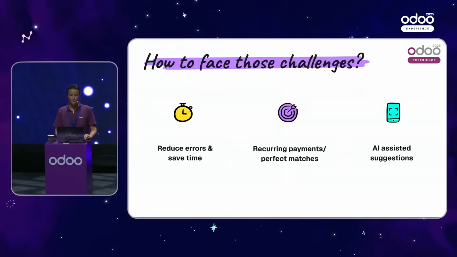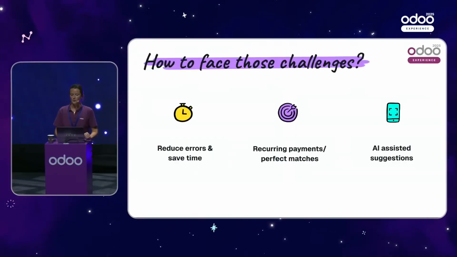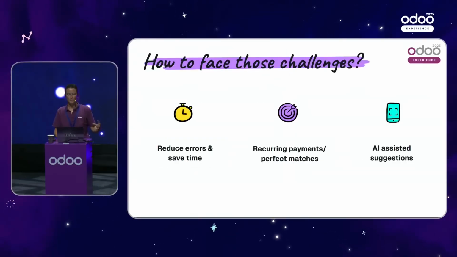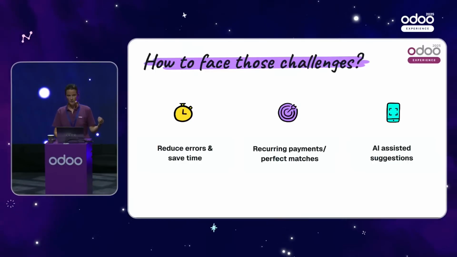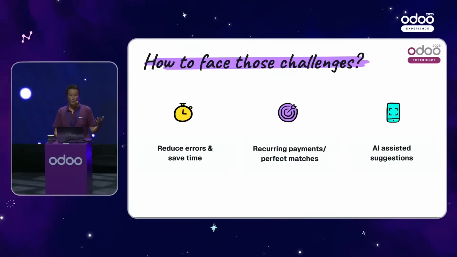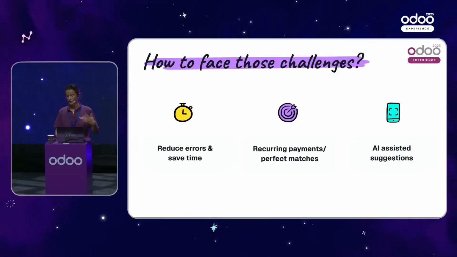So, how can we face those challenges? How can we reduce errors? How can we save time? Can we get perfect matches? Can recurring payments be fully automated? Can AI assist us by creating models based on our past transactions? Well, I can already reveal the answer. Odoo 19 gives you the solution.